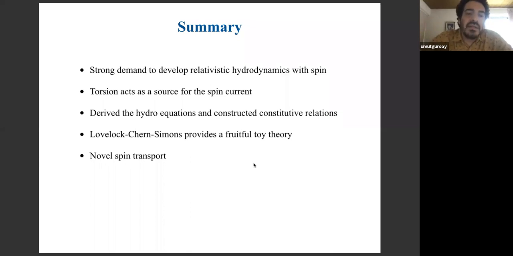And then I hope that I convinced you that this Lovelock-Chern-Simons theory is a particular toy model which is very fruitful to study spin transport. And by using this, you can come up with novel spin transport properties.